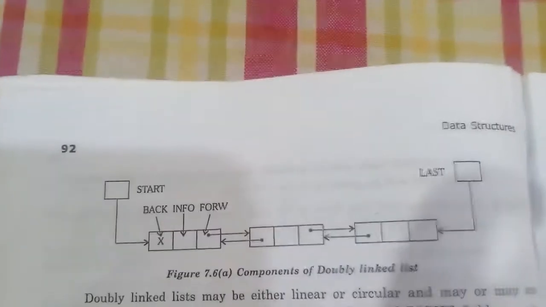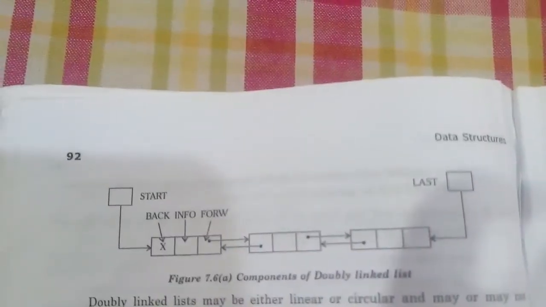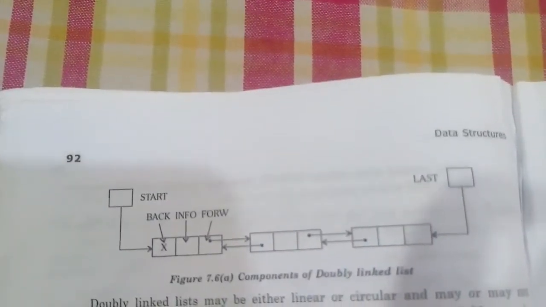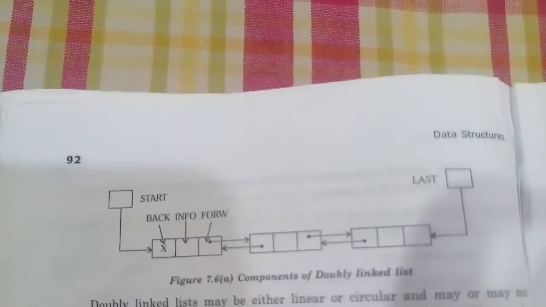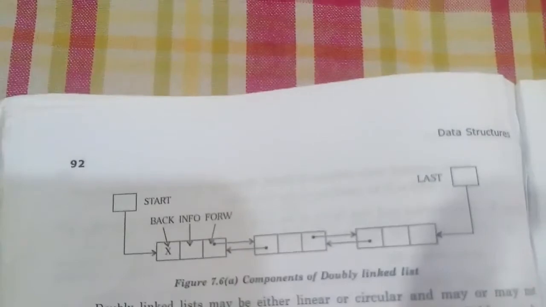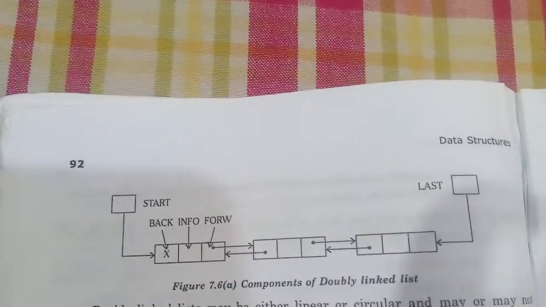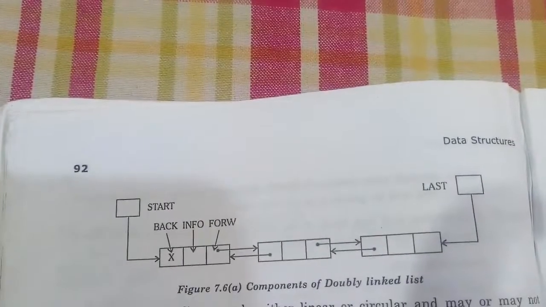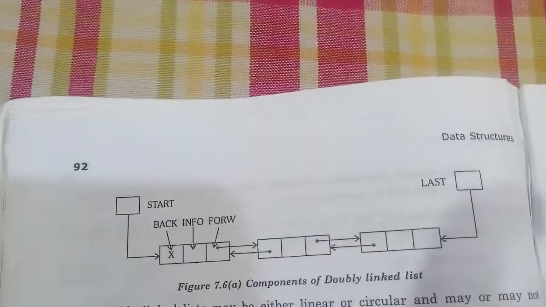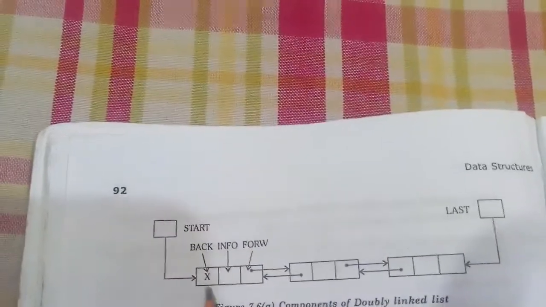Next type of linked list is doubly linked list. So doubly linked list is also called as two-way linked list. Here each node has two links per node, so that the name two-way linked list. Doubly linked list is a set of nodes in which each node is divided into three parts.